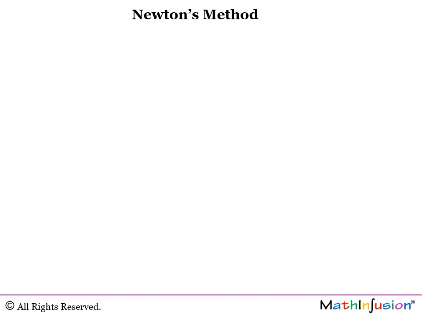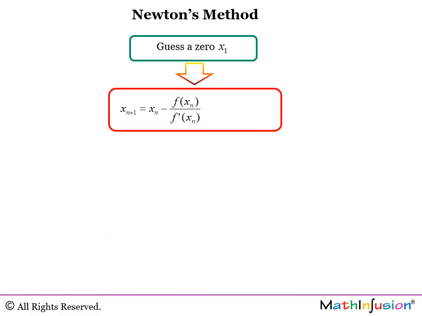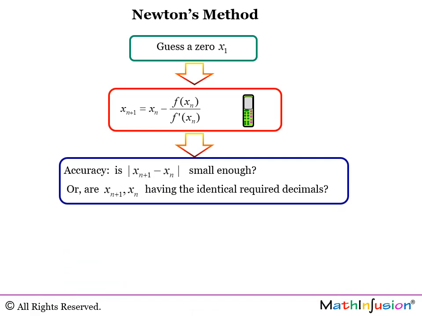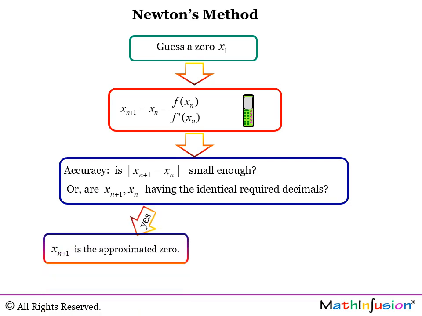Newton's method is a numerical method. It means that the machine can do it really fast. The machine first will guess 0 and we'll call it x1. Then it will put this into this expression and calculate that. In our case, we are going to do this using a calculator. And it will spit out the new number and check for accuracy, which means checking whether the difference between two consecutive values of x is small enough. Or we can check if two consecutive x's have the identical required decimals. If the answer is yes, we are done, and the last x is the approximated 0. If it is no, then the machine, or we, are going to repeat the process as many times as we need.